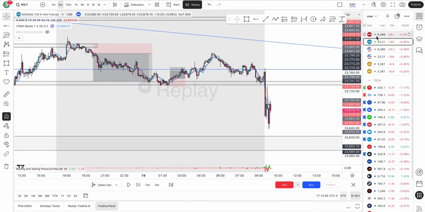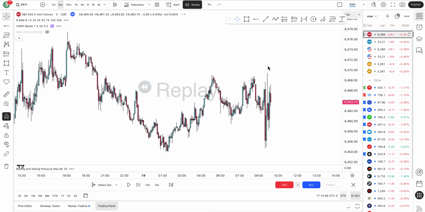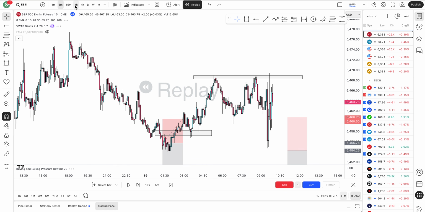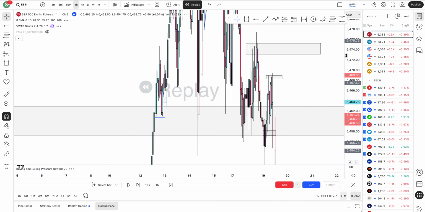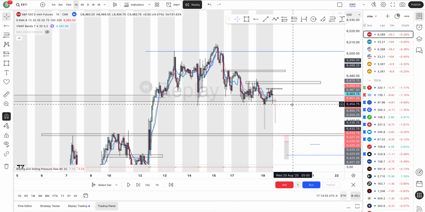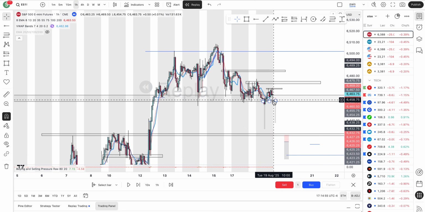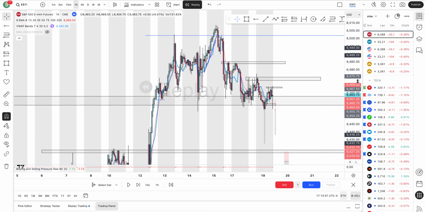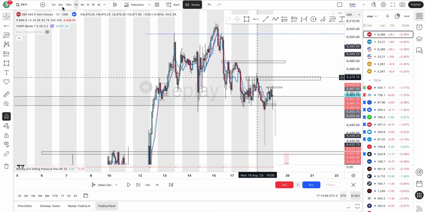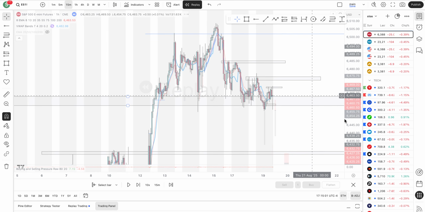But as you can see, ES did not get below that level yet. When NQ had that giant move down, ES had another push into it, and then as NQ retraced, ES bounced, okay?